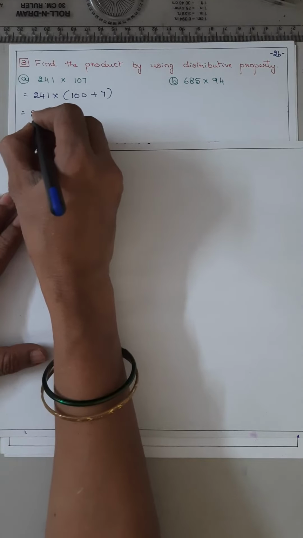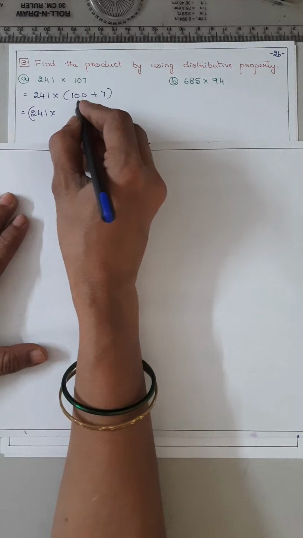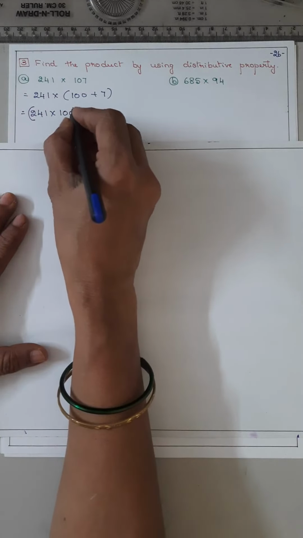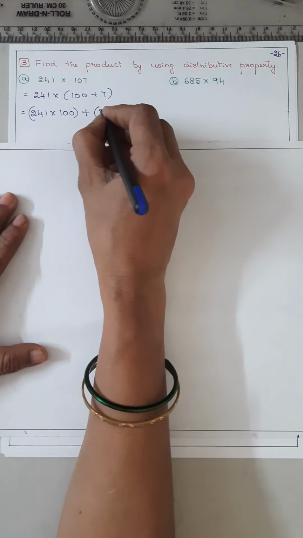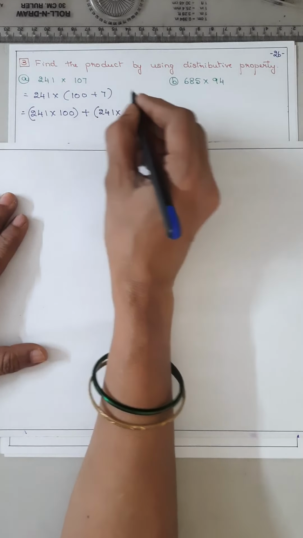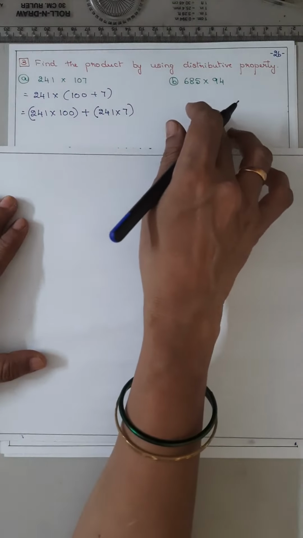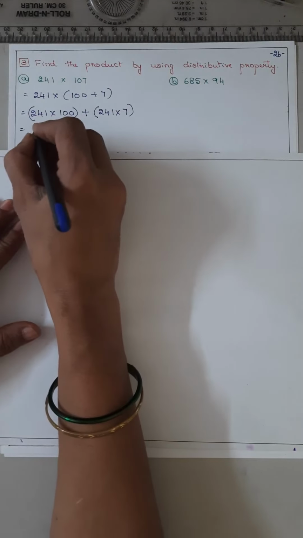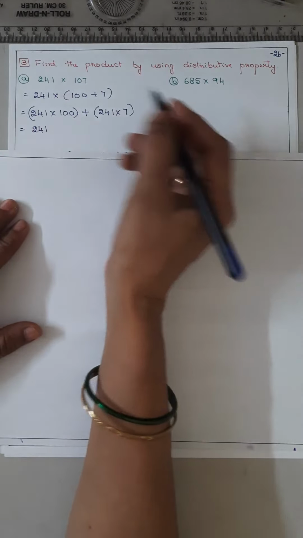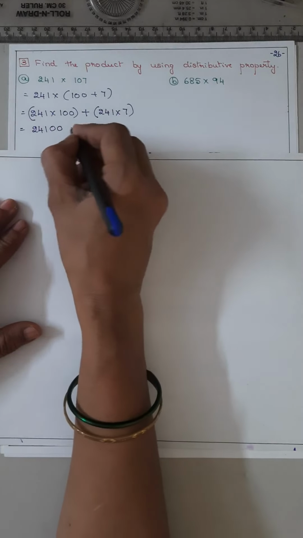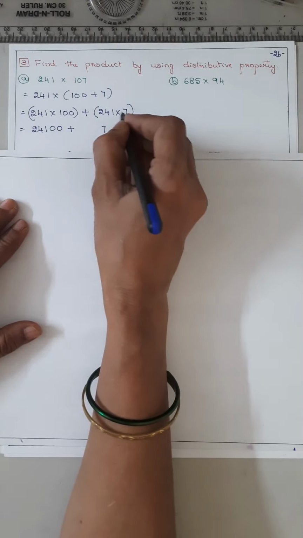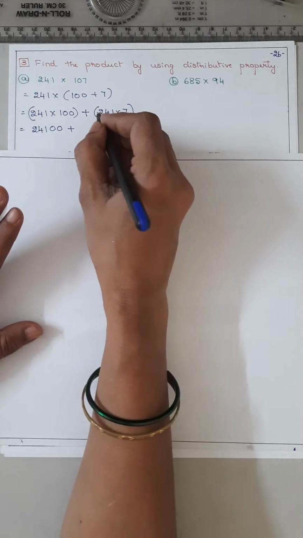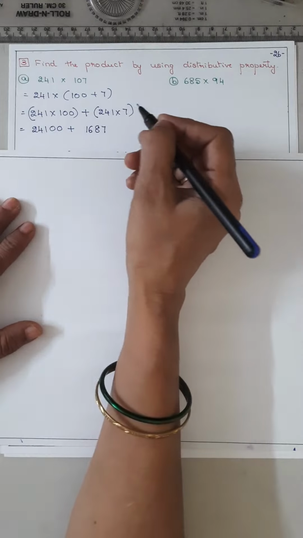So 241 into, it is common for both. Into the first number, sign is plus, bracket open, 241 into the second number. Now here it is 241 as it is and 2 zeros plus. Now multiply. 7 1s are 7, 7 4s are 28, 7 2s are 14, 15, 16.